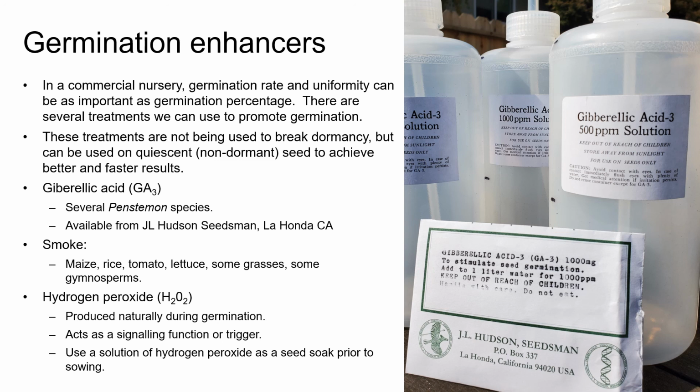And thirdly, hydrogen peroxide. This is produced naturally by the seed during germination, and it's thought that it acts as a signaling function or a trigger. We can use a solution of hydrogen peroxide as a seed soak prior to sowing. And there's also some evidence that it kills surface-borne pathogens on the seed, so it reduces the risk of bacterial and fungal disease developing in the propagation environment.